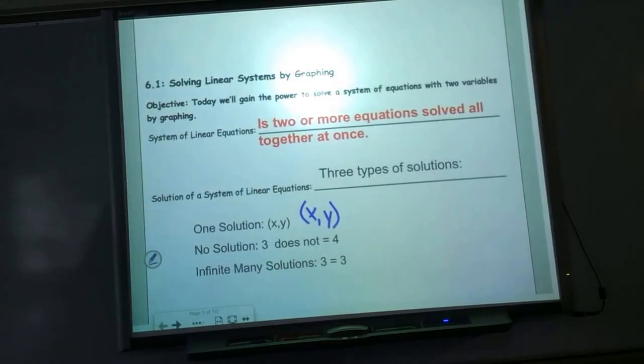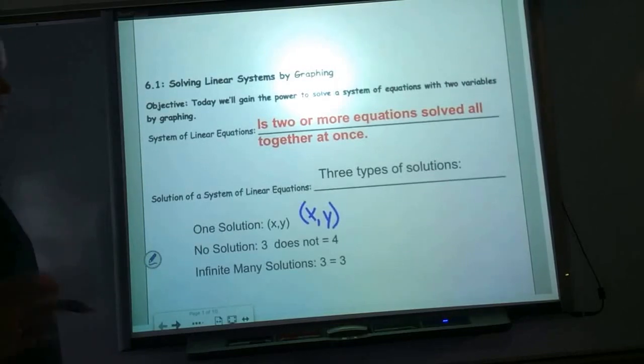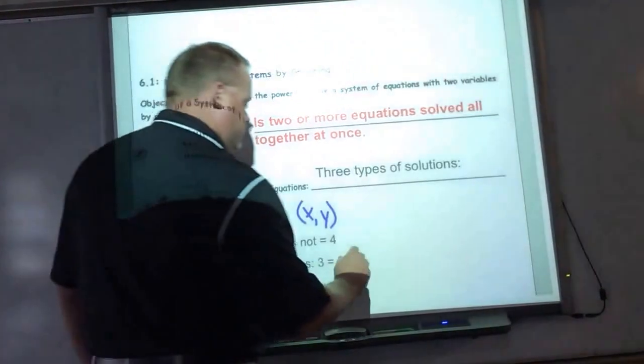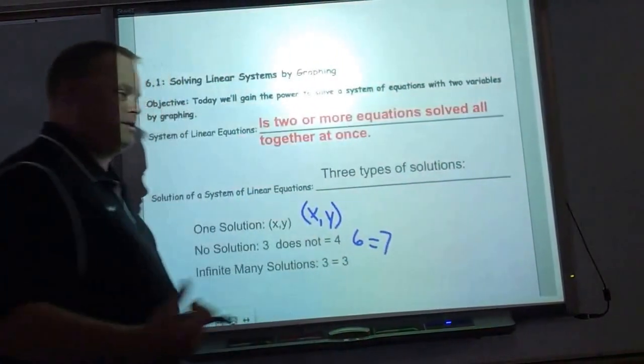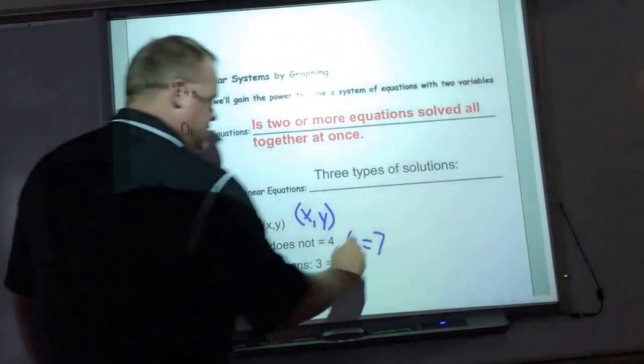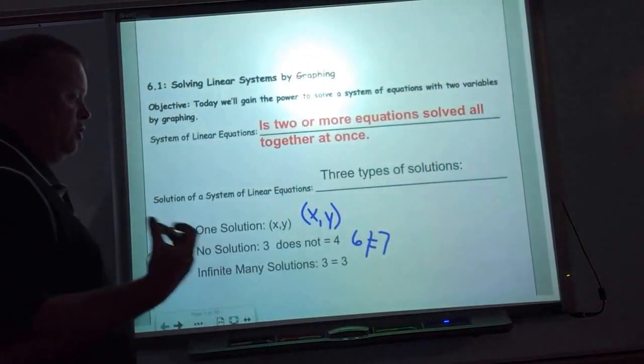The next one is no solution, i.e. 3 does not equal 4. So if you come up with an answer that has 6 equals 7, well, we know that 6 does not equal 7. So that is going to give us a no solution.